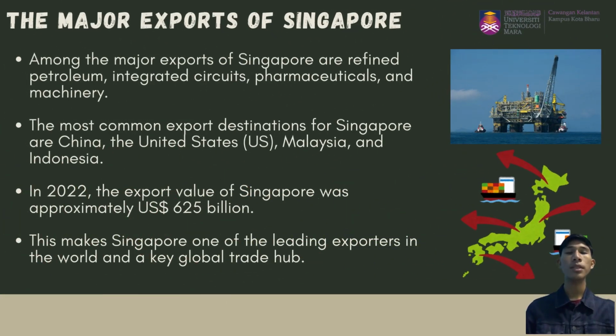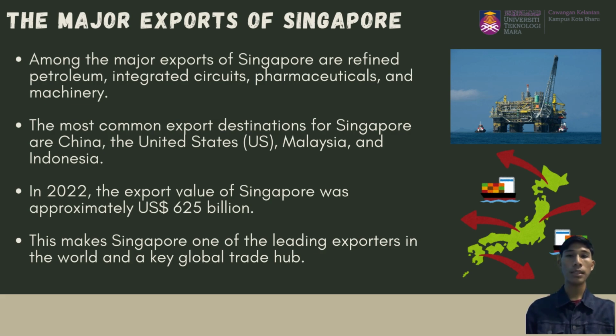Next, I will tell you about Singapore's major exports and their role in global trade. For the major exports, Singapore exports many important products. Some of the biggest ones are refined petroleum. Refined petroleum is oil that has been processed. Second is integrated circuits. Integrated circuits are tiny chips that are used in electronics. Third one is pharmaceuticals. Pharmaceuticals are medicines and medical products. And last one is machinery. This includes various types of machines and equipment.